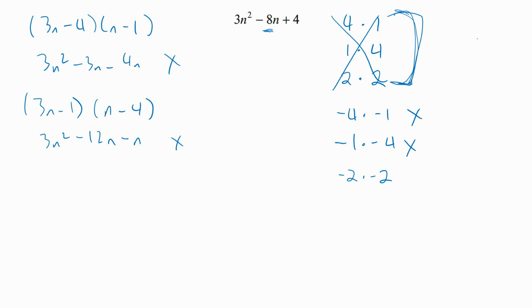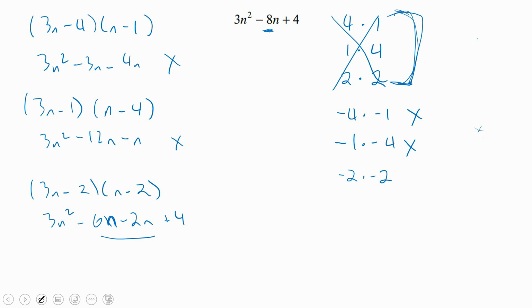Now let's try the next one. Cross that one out. So that's 3n minus 2 and n minus 2, a double negative 2. So that's going to be 3n squared minus 6n, I almost put an x again, because 3 times negative 2 is negative 6, minus 2n, and then plus 4. So that's it, we found it.